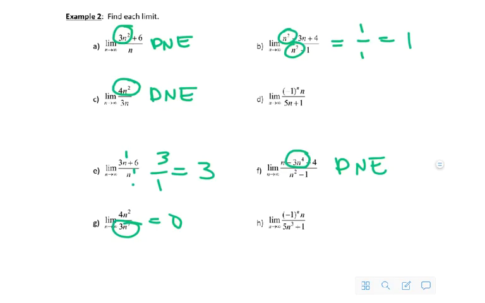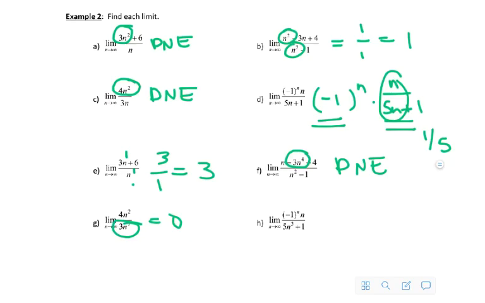All right, let's talk about d and h for a second, because d and h have something a little bit different. They have that negative 1 to the nth power. So I'm going to use those properties of limits, and I'm going to separate these into two expressions, because we had a property of limits that said I can take the limit of this and the limit of this and then multiply them together. So the limit of the second fraction is going to be 1/5.